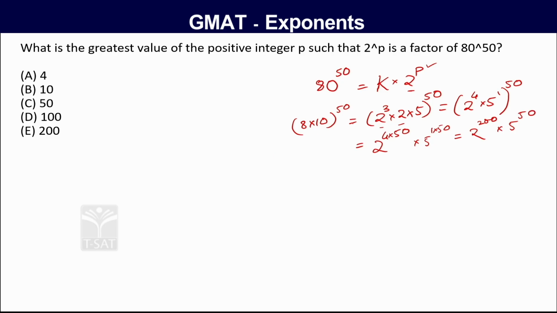This is equal to, now let's substitute that into this equation, k into 2 to the power of p. When the bases are the same, you can equate the powers. So, p is equal to 200. This is the greatest value that p can take, such that 2 to the power of p is a factor of 80 to the power of 50. So option E is our answer.